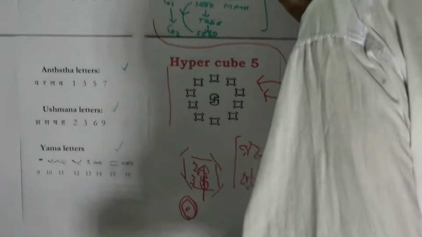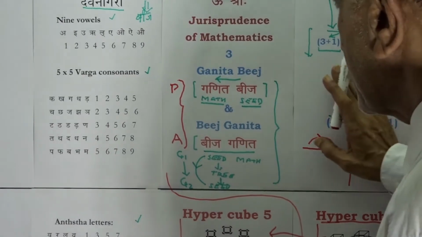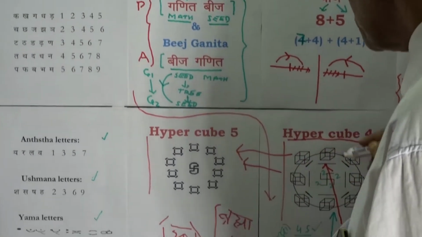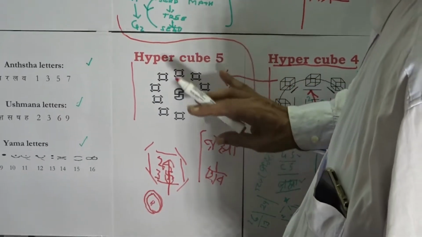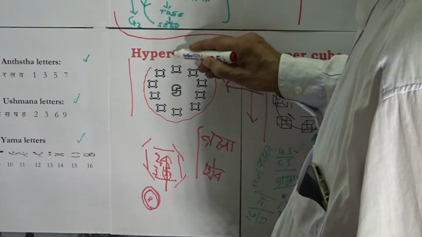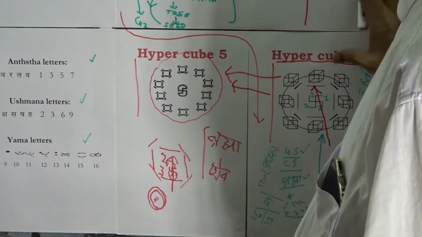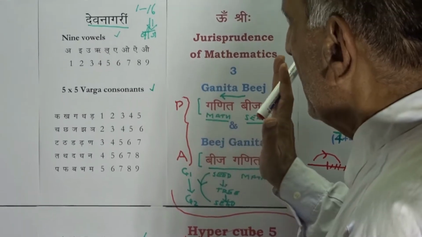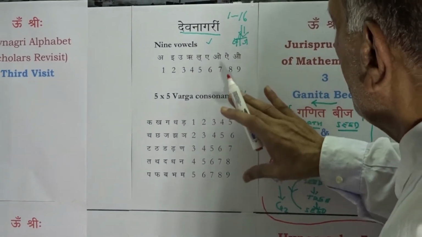the reach of the Ganit Bij and as a Bij Ganit takes us to the format of hypercube 4, and as to how this format is transiting and transforming into the format of a hypercube 5. As we have seen that we are applying and availing the transcendental code values, therefore let us have a revisit to Devanagari alphabet format.